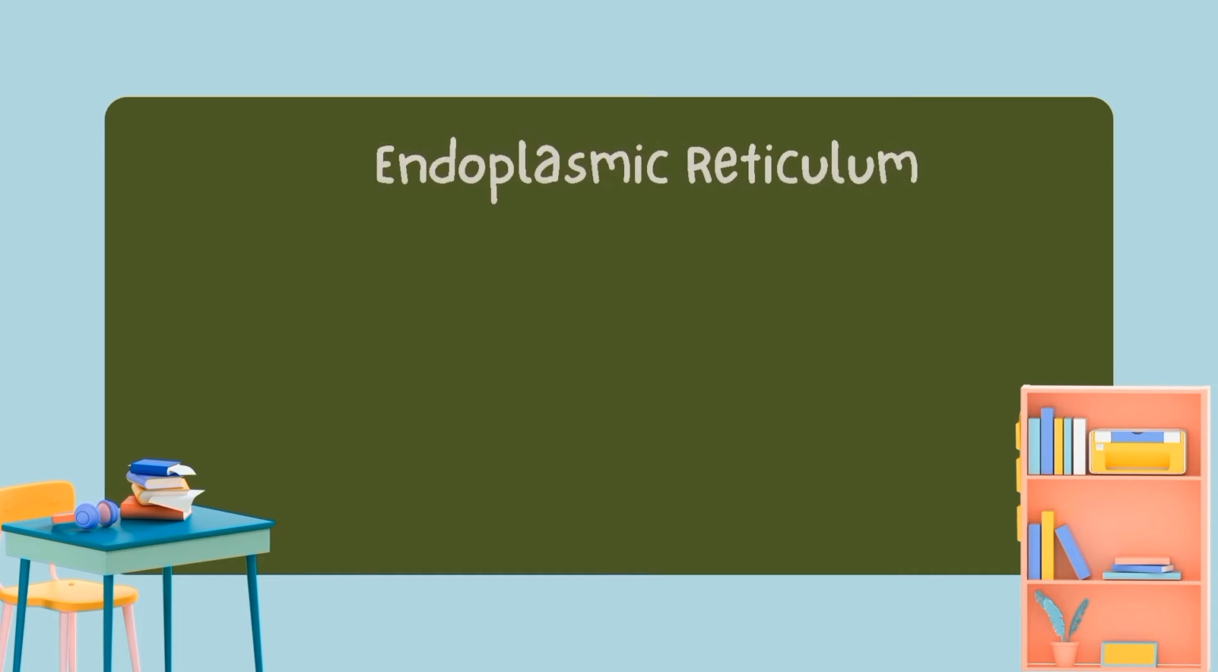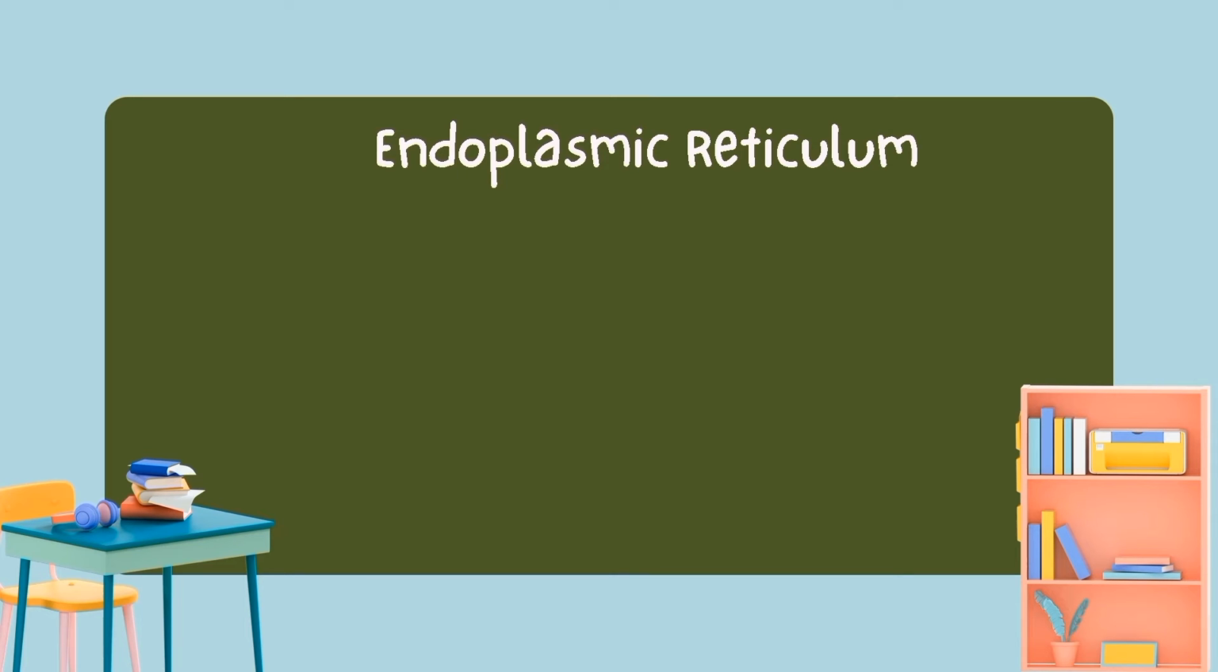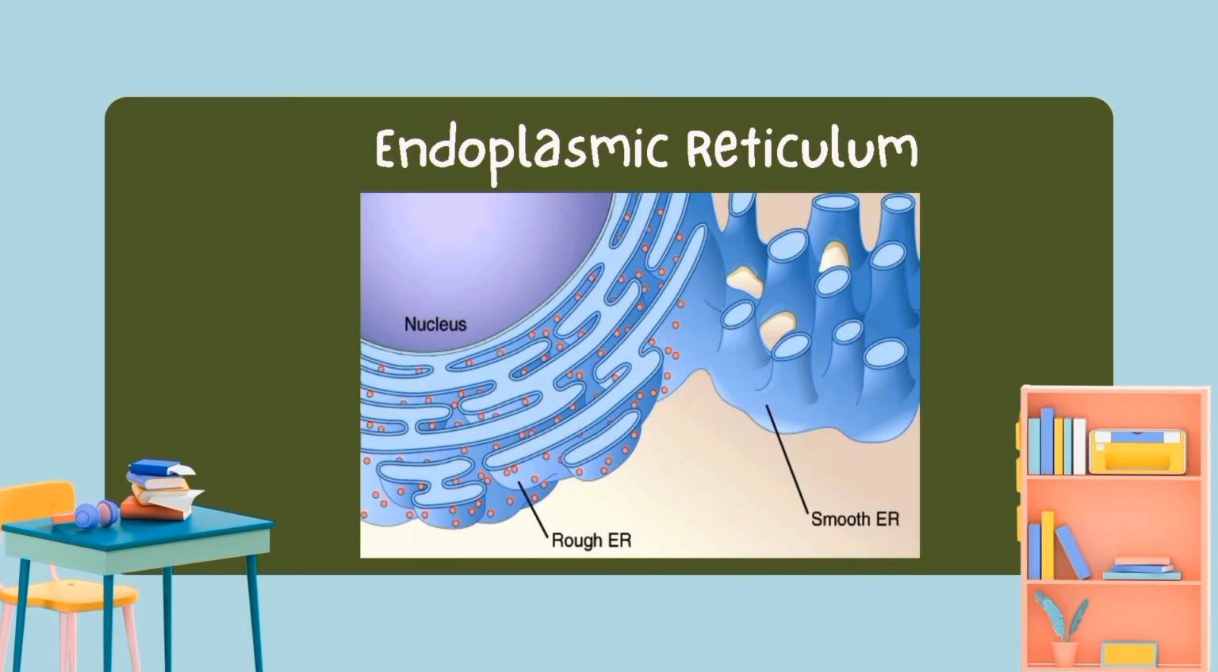Another organelle is the endoplasmic reticulum. There are two types of endoplasmic reticulum, the smooth and rough. The smooth ER lacks ribosomes on its surface. However, the rough ER is the opposite. Since the rough ER has ribosomes, it is involved in the manufacture of proteins in the cell. The rough ER also helps in the transportation of proteins.